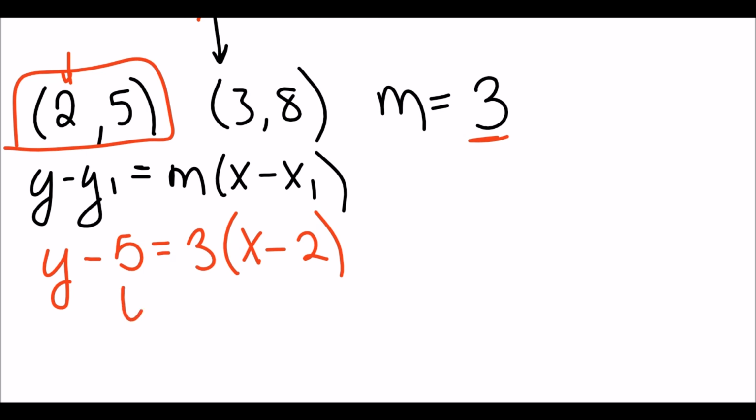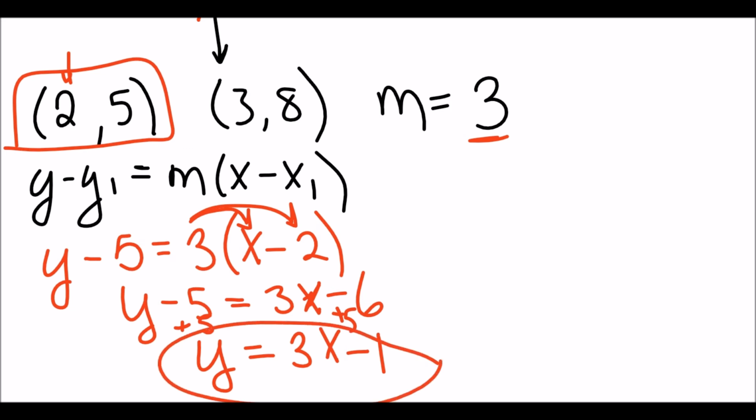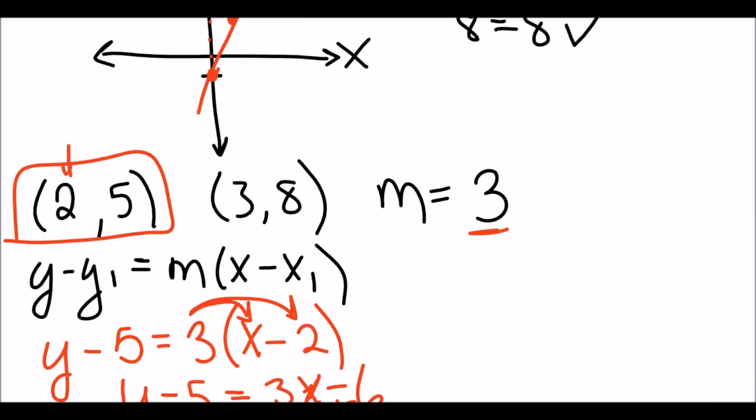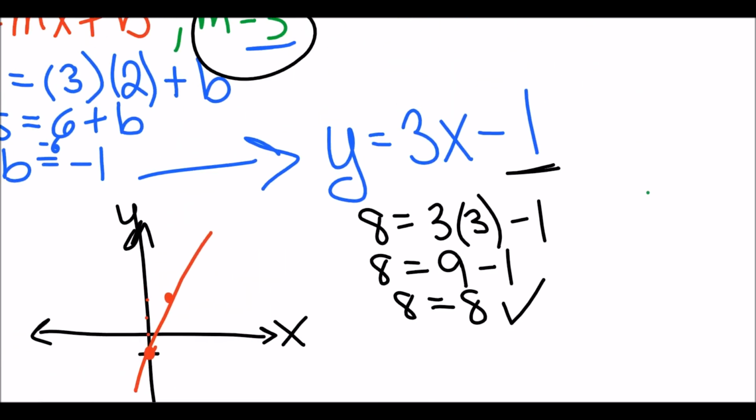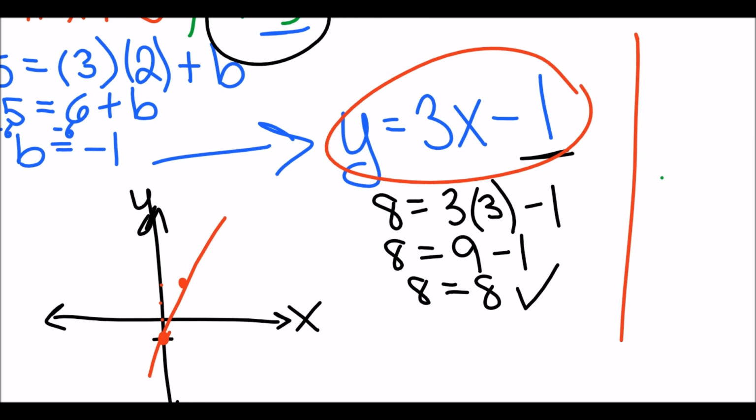So we have y minus 5 equals, we're going to use the distributive property here and here, 3x minus 6, sorry, that's supposed to be an x, and then just solve. Y equals 3x, we add 5 to both sides, plus 5, minus 1, which is the exact same result that we got right here. Let me circle that for you right here. So yeah, either way works.